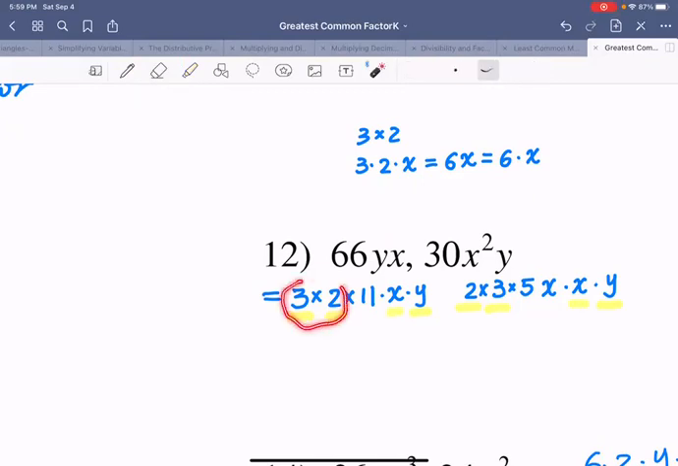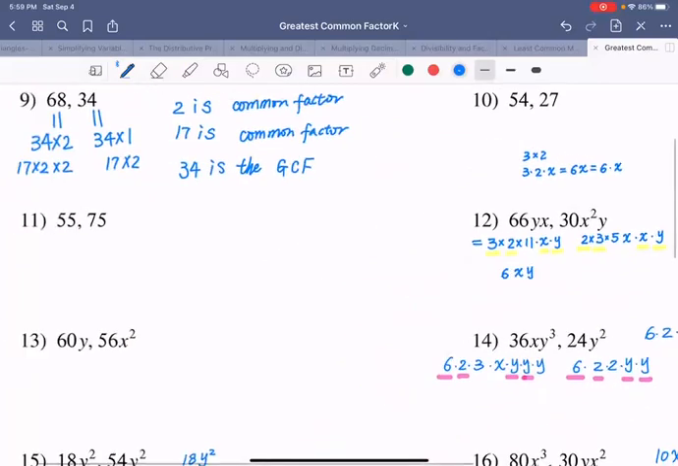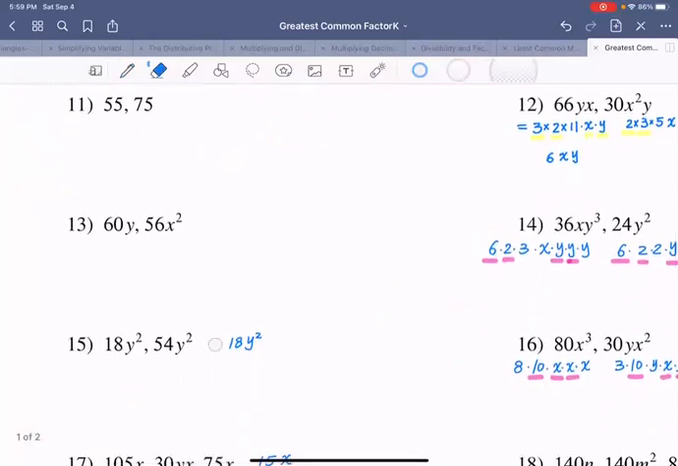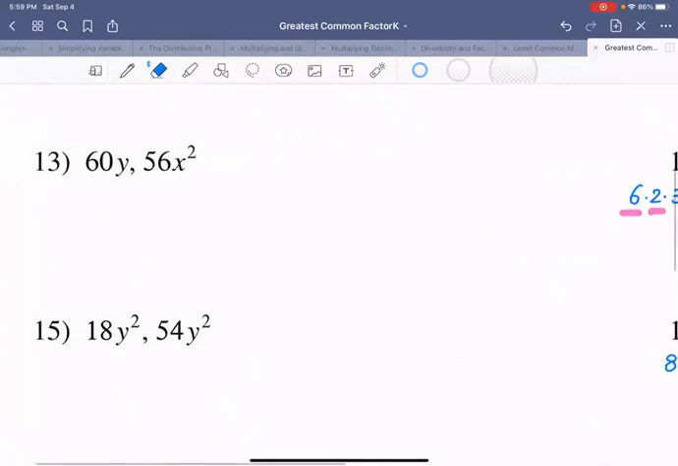Then we can extract those. So the greatest common factor is 6xy. Perfect job, very good, you get it. Does this make sense to you now? Okay, let's try one more. Jason, you can try this one. Let's go ahead.